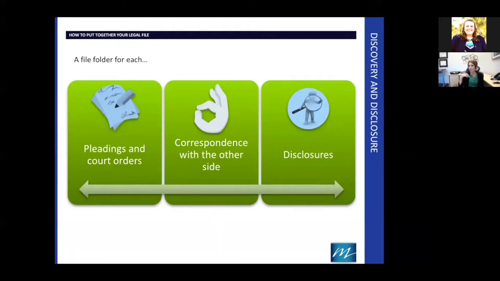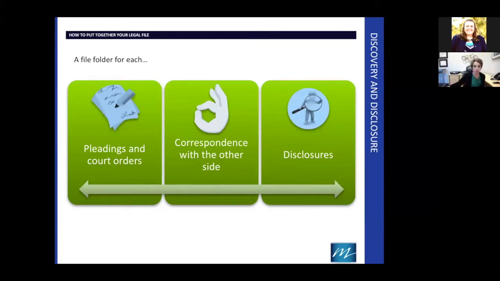Correspondence with the other side, so emails back and forth that you wrote where she said that she refuses to come meet you at the designated drop-off spot because she's too drunk to drive. You may want that. So put that in the correspondence folder. Keep that together. Don't print out or save every single communication that you have with your ex about anything that may or may not be relevant. But if you've got things like where mom's saying she's too drunk to drive, you kind of want that.